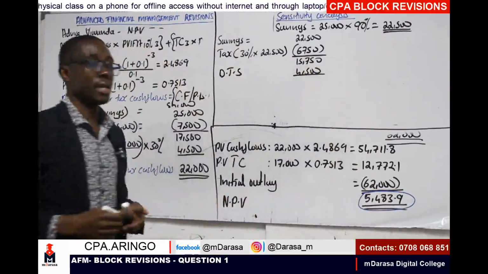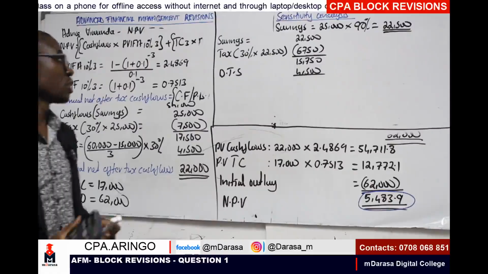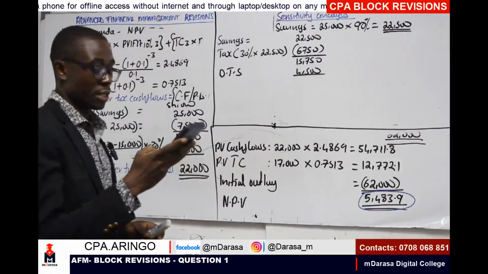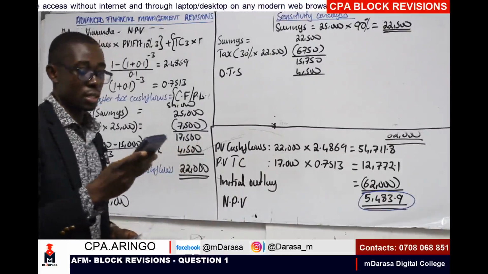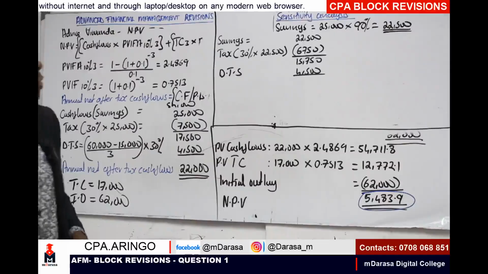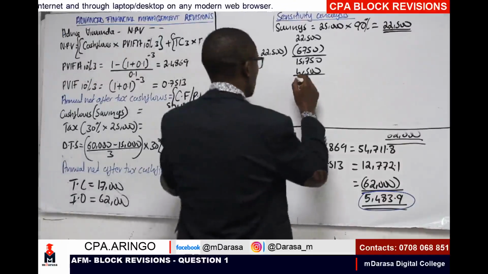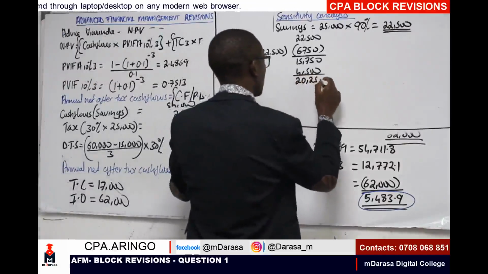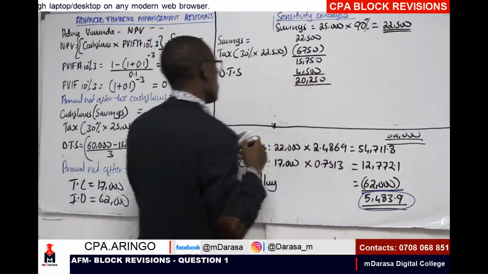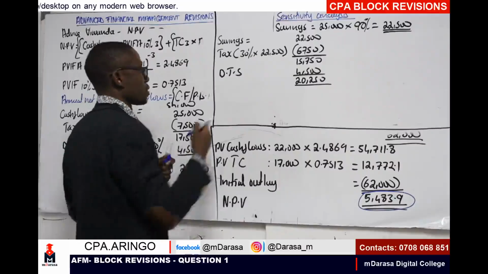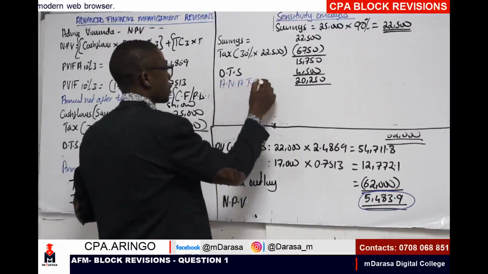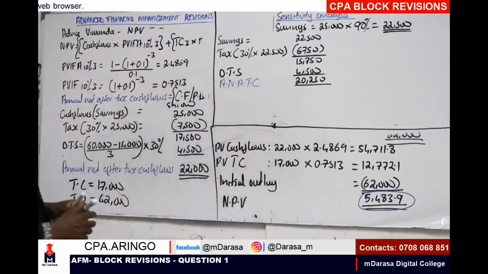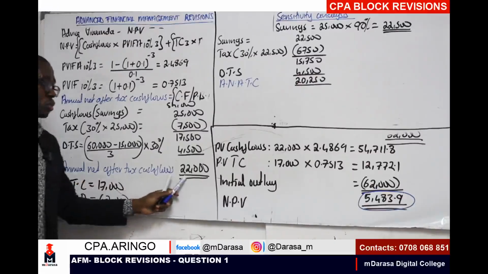So my annual net, we should be talking of 15,750 plus 4,500 to give us a value of 20,250. So I'll be having my 20,250 here, our annual net after tax cash flows. So once I have that, remember initially this is what we had, 22,000.